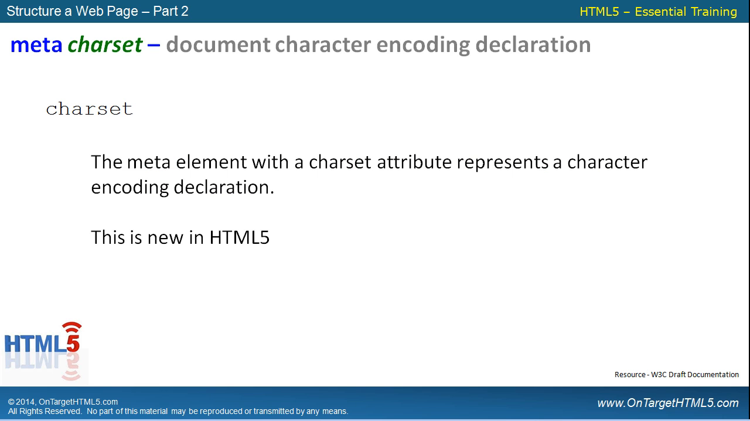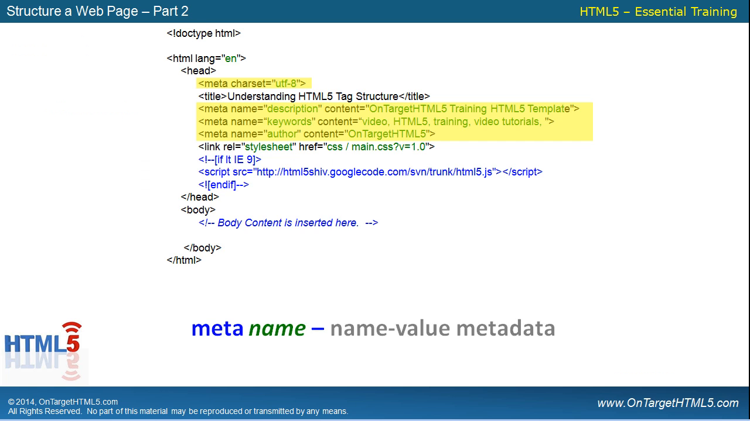The meta charset document character encoding declaration is another meta tag that we use inside of our head tag. And you're going to see all these in a minute. I'm going to bring them up on the screen for you. But that meta element with the charset attribute represents a character encoding declaration. This is new in HTML5. We used to actually put this in a different location inside of our website or our head section. Now it's part of the meta tags.